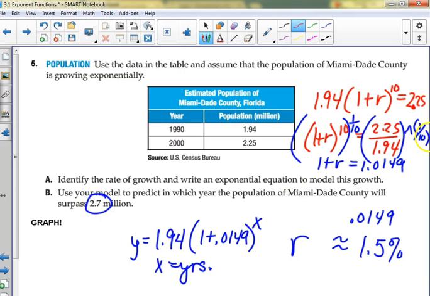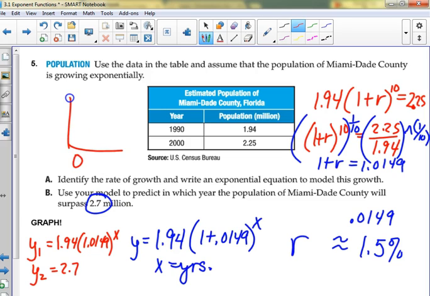All right, so one more time. What we did was we put in y1, 1.94 times 1.0149 to the x. And in y2, we put 2.7. And we graphed with a window of 0 to 25 and 0 to 5. And this was going up ever so slowly. And we found the intersection point at 22.4 years. Okay, thank you.